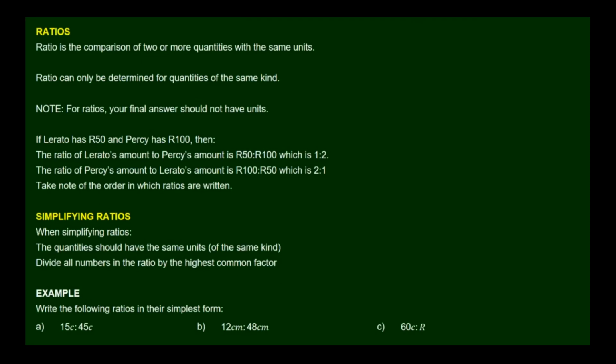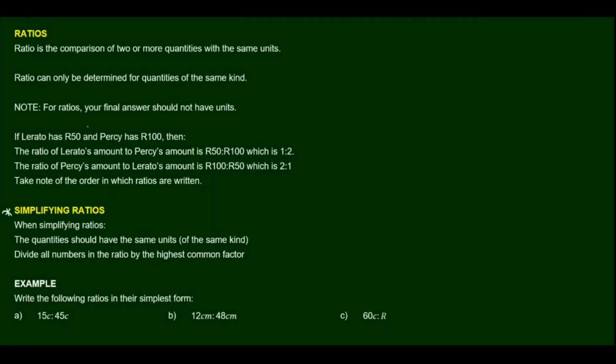In this lesson, we'll learn how to simplify ratios. But before we do that, let's just discuss ratios. A ratio is the comparison of two or more quantities with the same units. And ratios can only be determined for quantities of the same kind. It means that for us to work with ratios, the units must be the same. Right? For ratios, your final answer should not have units.